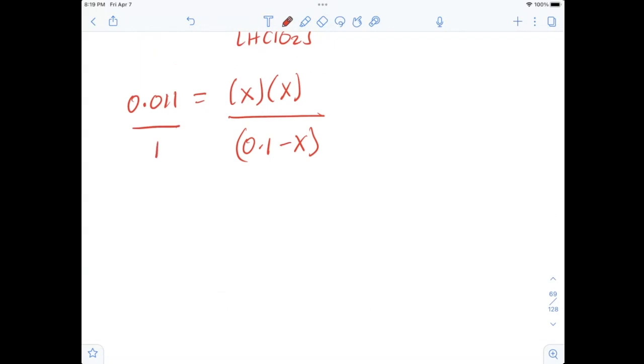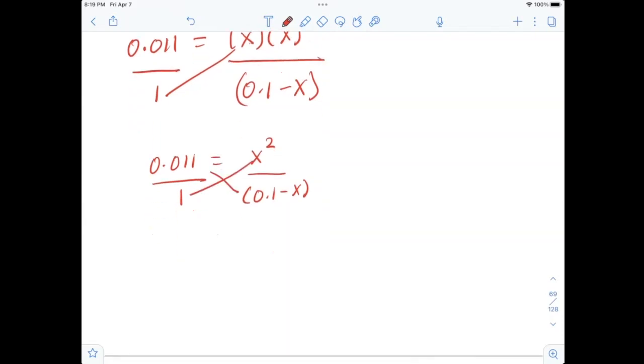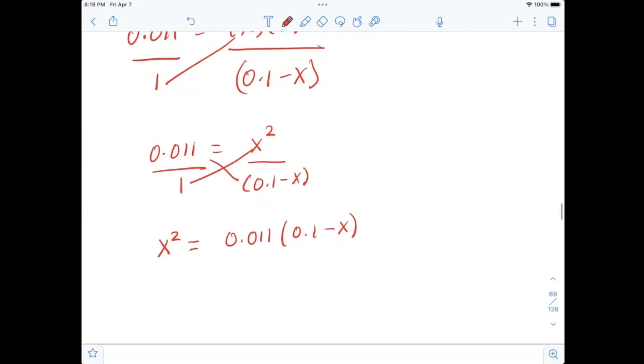So what I'm going to try to do is solve this part first, right? Remember, I multiply these out and I get x squared. I'll try to go step by step and not skip too many steps. x squared over 1, and here I have 0.1 minus x, right? So multiply this here and that there. I get x squared equals 0.011 times (0.1 minus x).